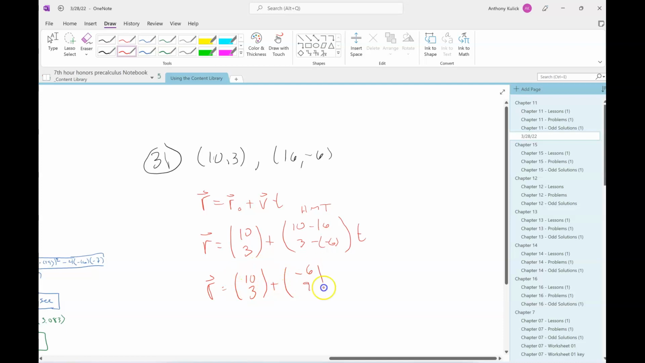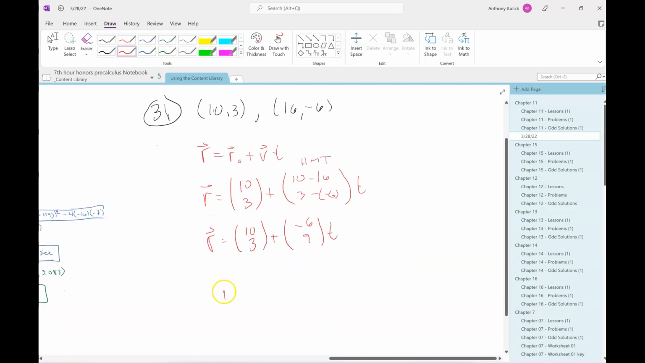So that's -6, 9. And we can call this R of t, our parametric equation. So I have 10 plus -6t, or just 10 minus 6t for x. And then 3 plus 9t for y.